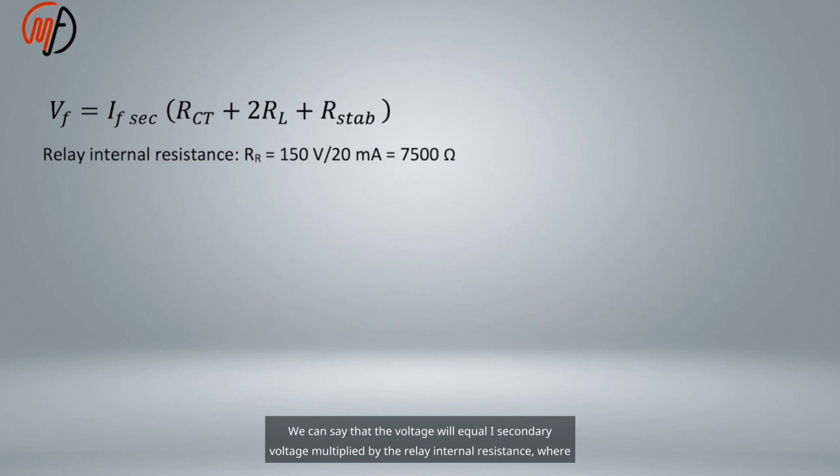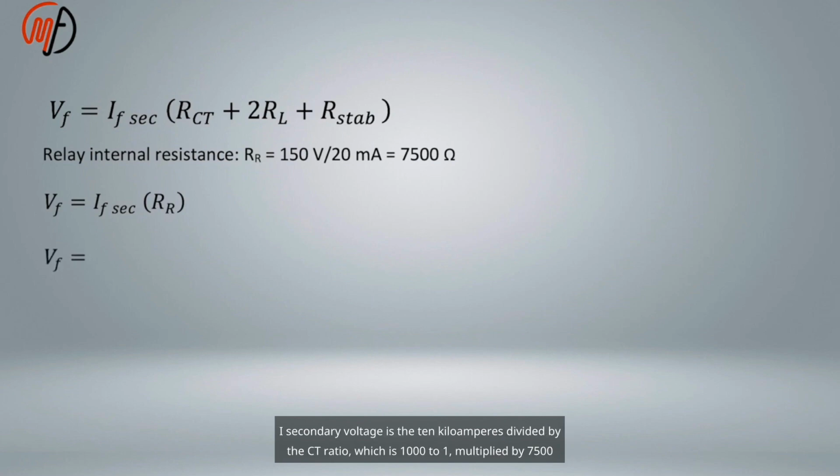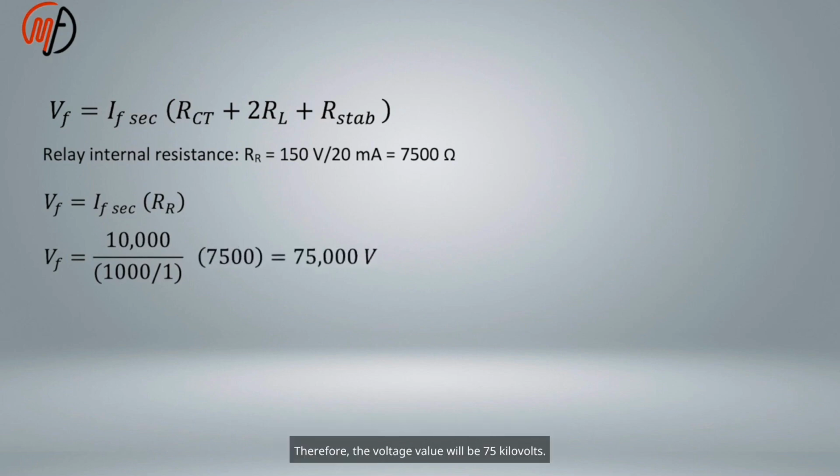We can say that the voltage will equal I secondary multiplied by the relay internal resistance, where I secondary is the 10 kiloamperes divided by the CT ratio, which is 1000 to 1, multiplied by 7500 ohms. Therefore, the voltage value will be 75 kilovolts.